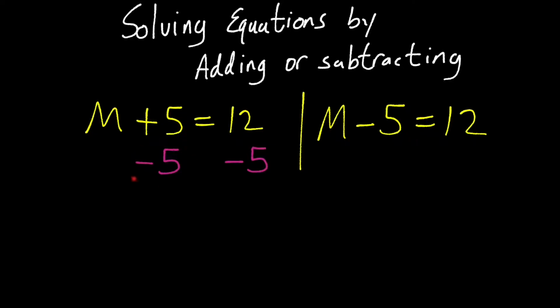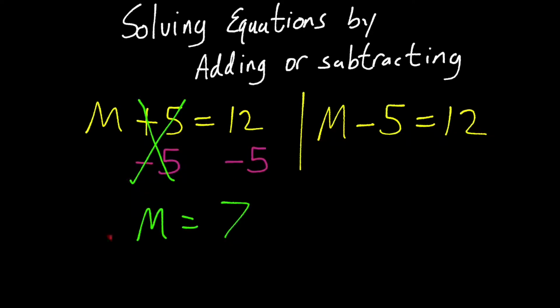So we subtract 5 from the left side, and as a result, we subtract 5 from the right side as well. Now, our plus 5 and our minus 5 cancel each other out, because if I'm adding 5 and taking away 5, that gives me 0. So all I have left over here is m, which is what we wanted. On the other side, I have to solve this little equation, 12 minus 5. 12 minus 5 gives me 7, so my answer is m equals 7.